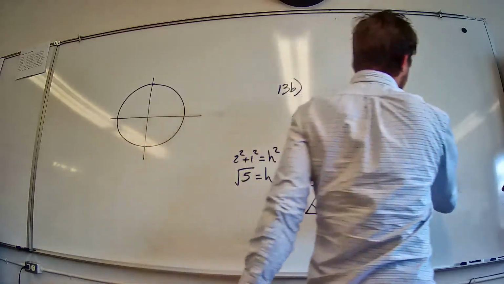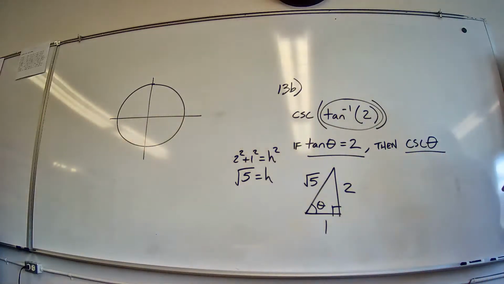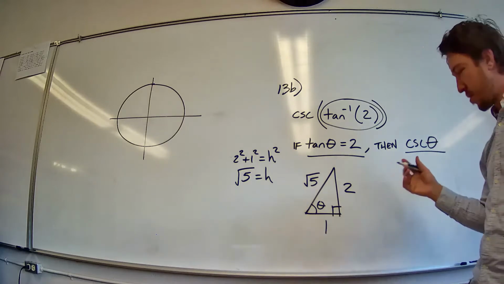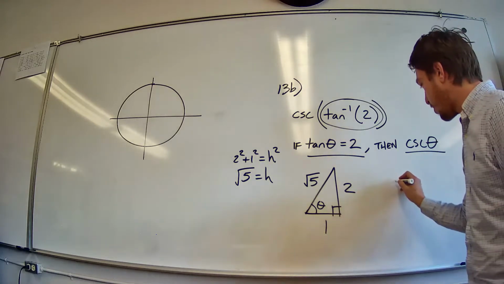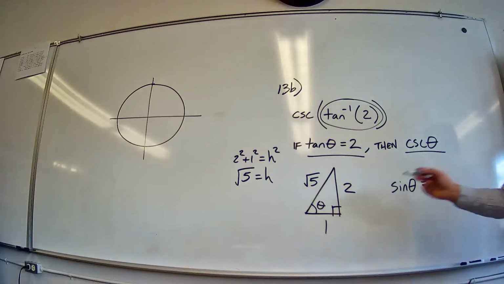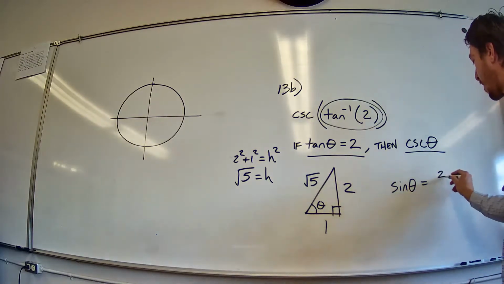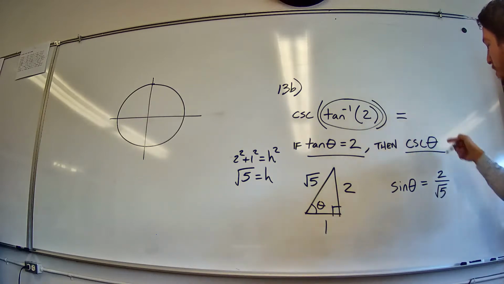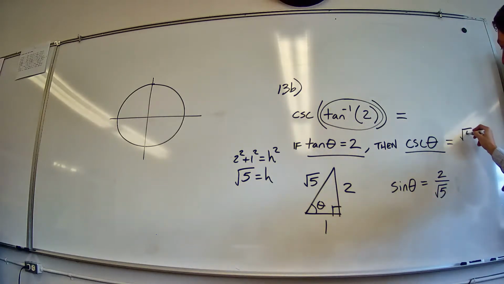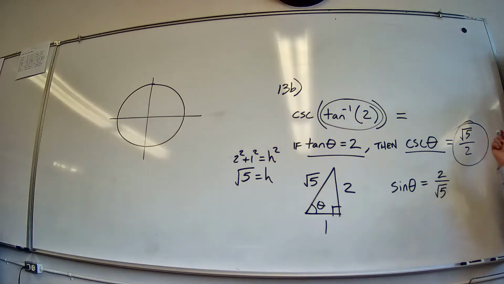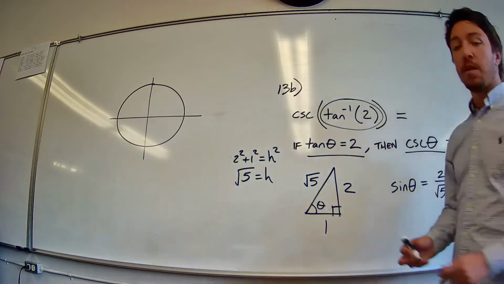So now you can answer this question. What's the cosecant of your angle? If you're still having a little bit of trouble with the whole cosecant thing, just take the definition. It's the reciprocal of sine. So according to my triangle, what's the sine of my angle? 2 over root 5. So the cosecant of my angle is the reciprocal, root 5 over 2. So that's the answer to my question. That's the final answer. Okay?